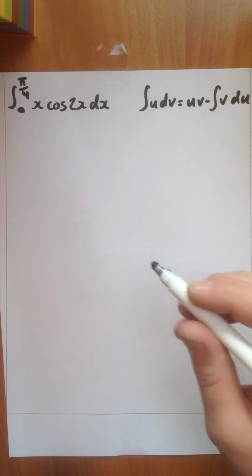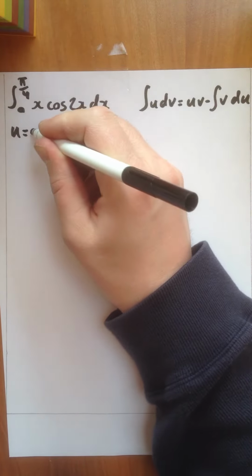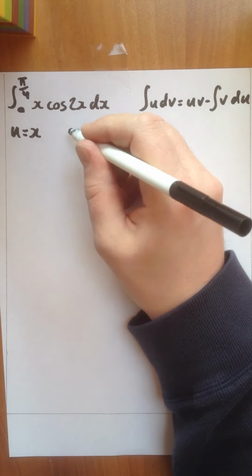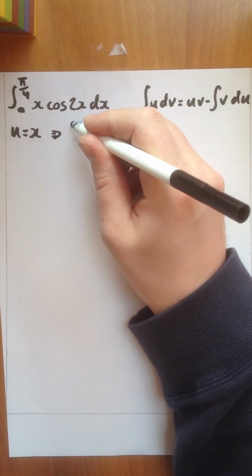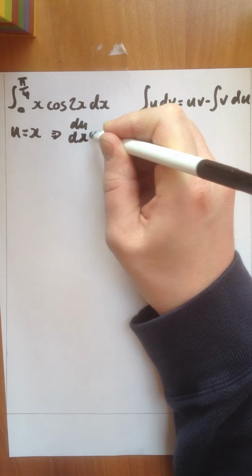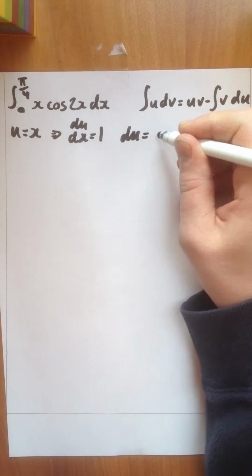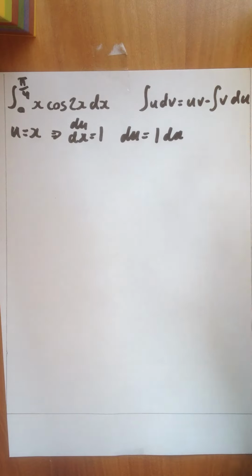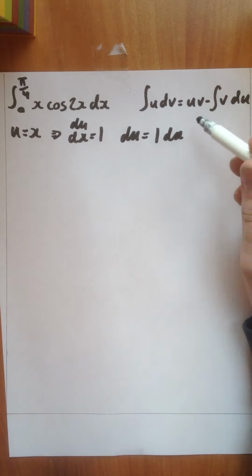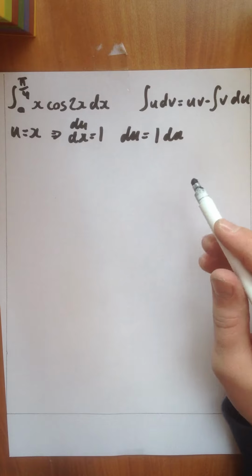Now if we choose our u value and let u equal x, we then differentiate that, so du dx equals 1. Therefore du equals 1 by dx. That gives us our du. We'll sub it into our formula later on.